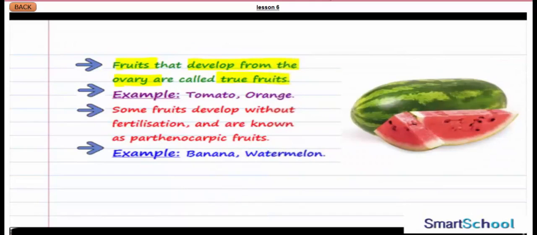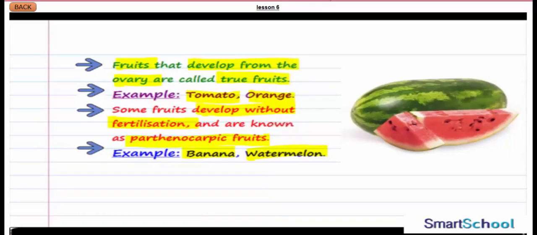Now the fruits which are developing from the ovary itself, they are the true fruits. For example, tomato and orange. Some fruits develop without fertilization and are known as parthenocarpic fruits. That is, they develop by the process of parthenogenesis in which fertilization does not take place. And the example of parthenocarpic fruits are banana and watermelon.